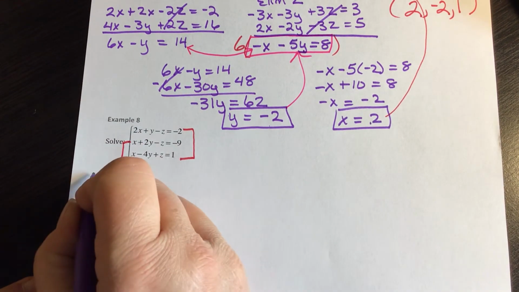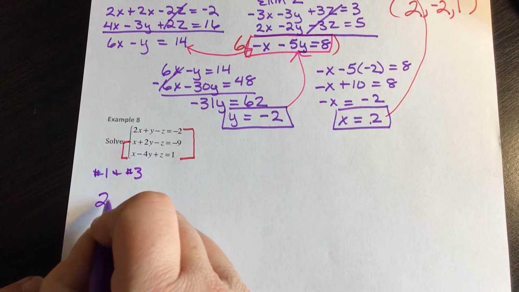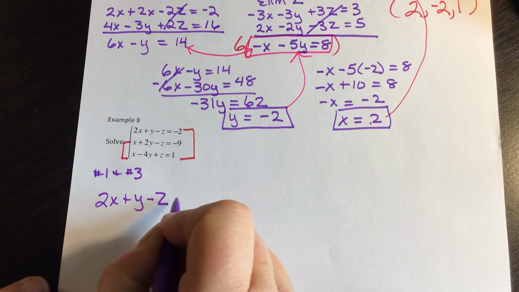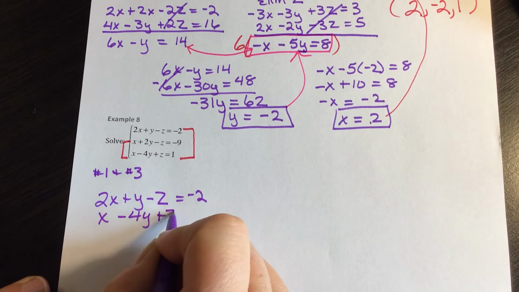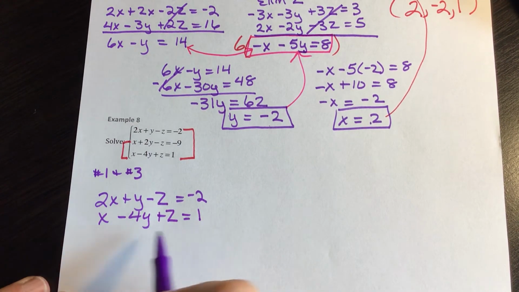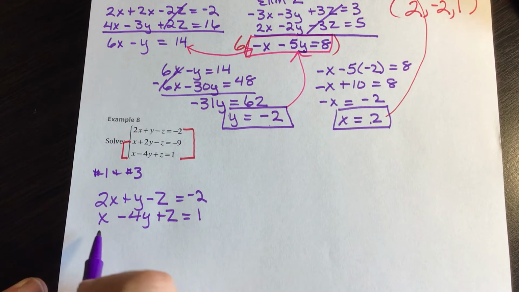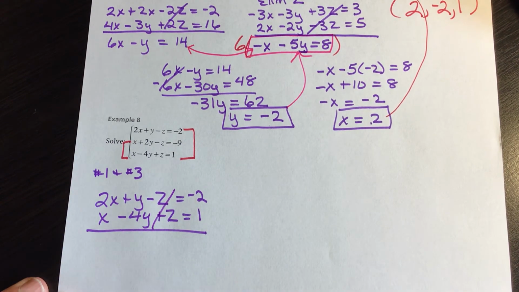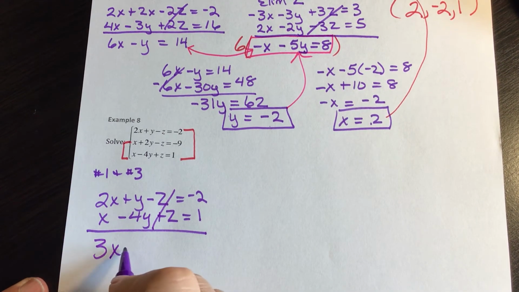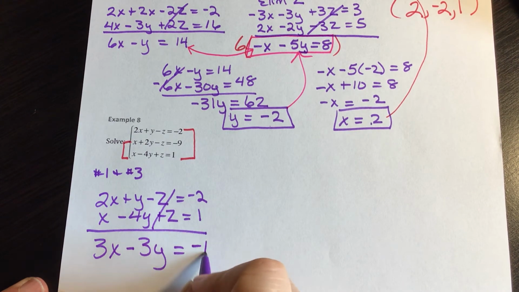So if I do the first and third, I'm going to have 2x plus y minus z is negative 2, and x minus 4y plus z is 1. Now I'm writing these together, and yes, I can do this in my head, but when we do things in our head, we tend to make more mistakes. So I'm writing them out. If I add them together, the z's cancel. I have 3x minus 3y is negative 1.